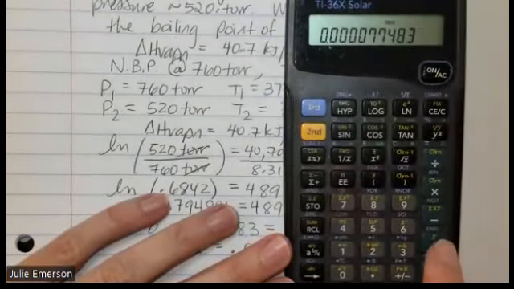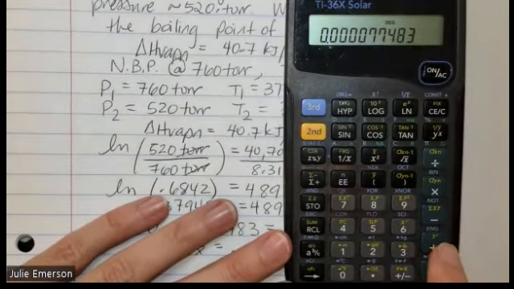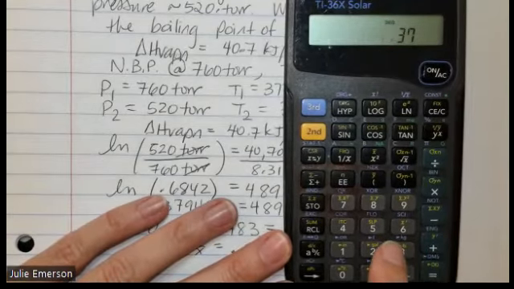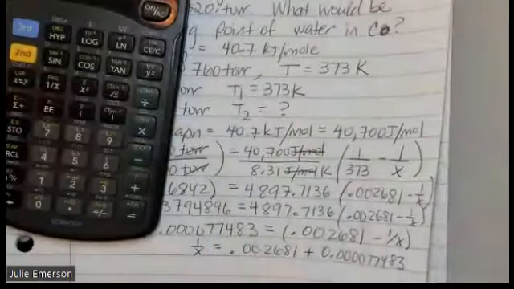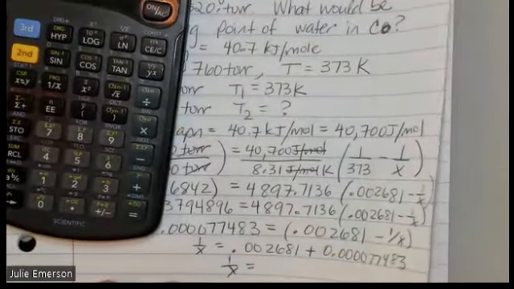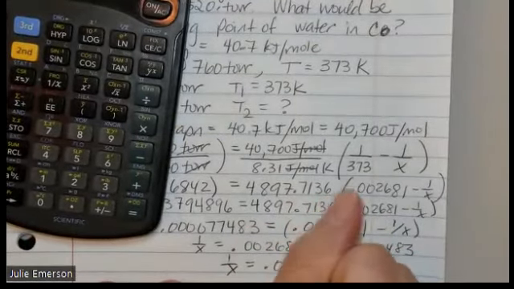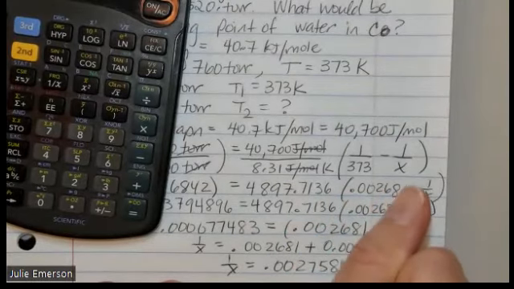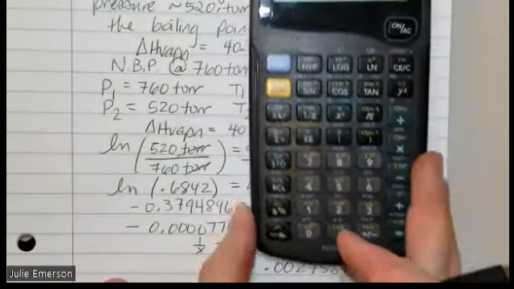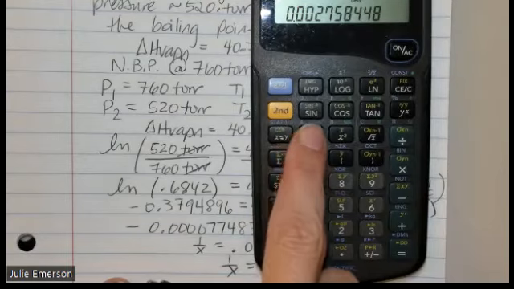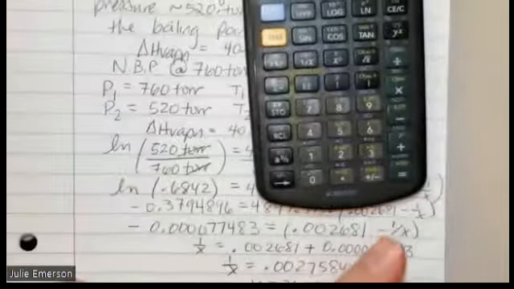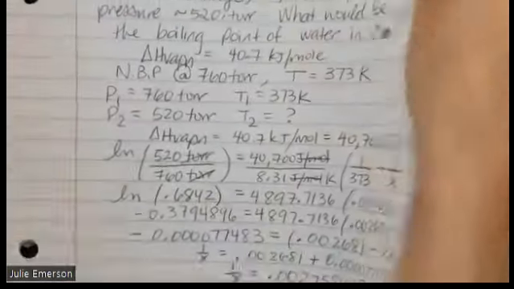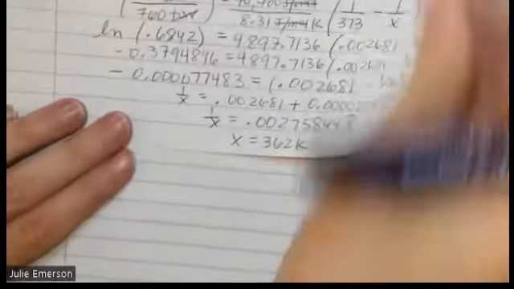So I love this calculator because it works just the way my brain thinks it should. So I'm going to hit add 373 inverse. Bam, there's my answer. All right, so my inverse of x is equal to 0.002758448. And then if I want to solve for x, I just need to take the inverse of that. So I take the inverse of that and I get 362. So my x is 362, and that is my temperature. So that's in Kelvin.